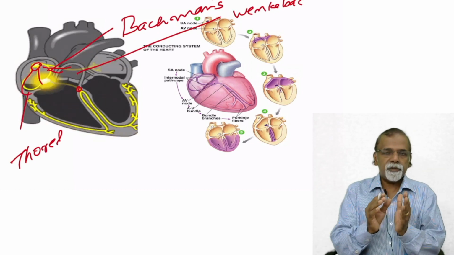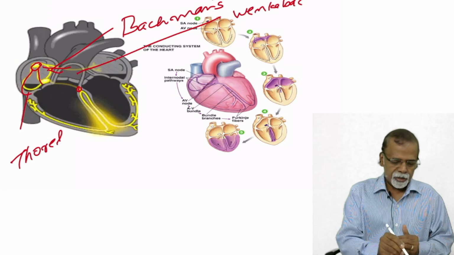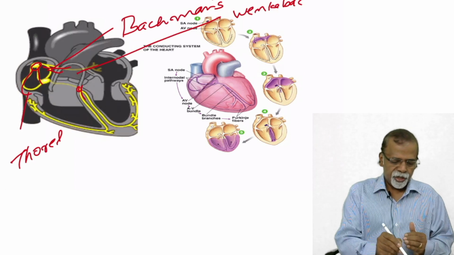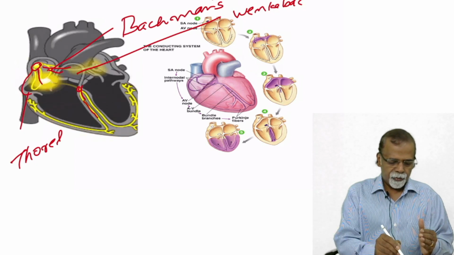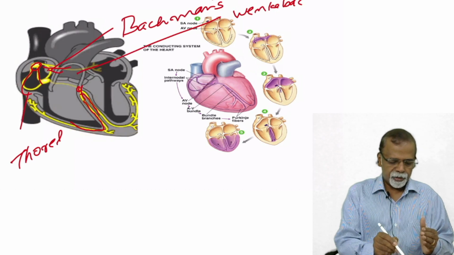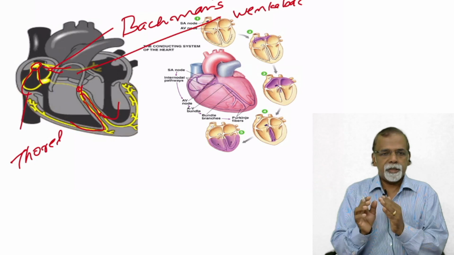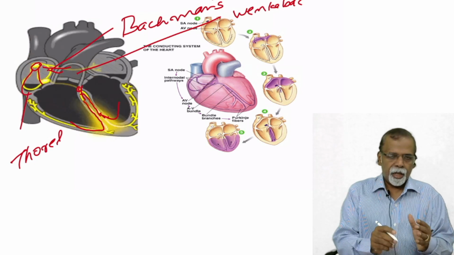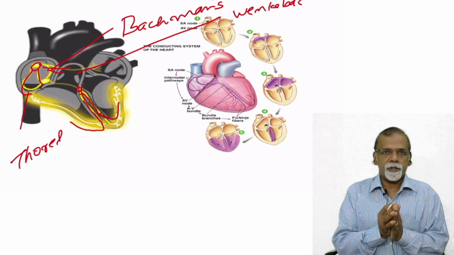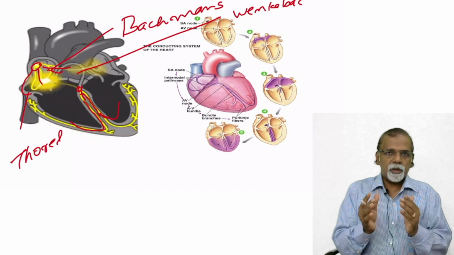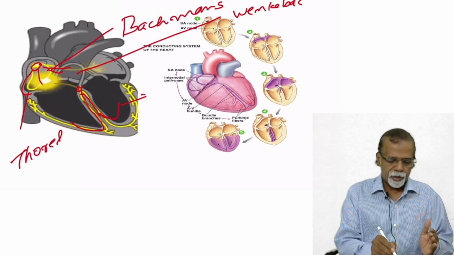There is a delay of the impulses in the AV node. From there, the impulse reaches the bundle of His, which divides into the right bundle and left bundle. This is the right bundle, this is the left bundle. The left bundle divides into an anterior branch and a posterior branch, and these divide and arborize to form the Purkinje system. The Purkinje system is on the endocardial surface. From the endocardium to the epicardium, the impulses are going.